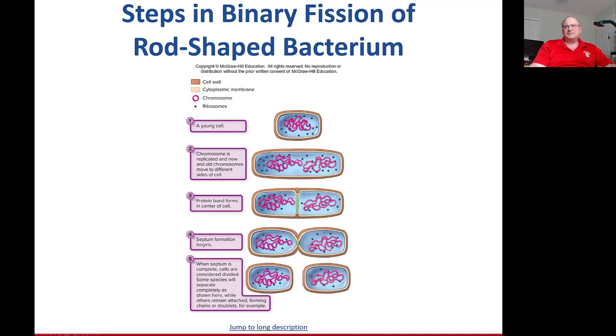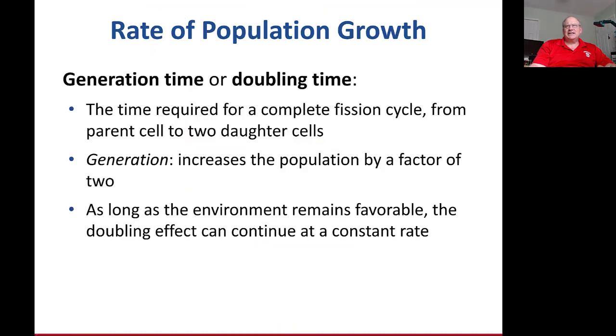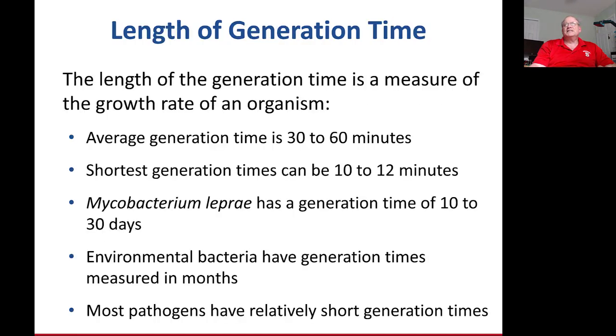You can see one cell starting to replicate its chromosome, equally distributing it, and then you've now got two cells. That's binary fission. The generation time or doubling time is the time required to complete the fission cycle. A generation increases the population by a factor of 2. We know that in our own families too, having a generation. As long as the environment remains favorable, the doubling effect will continue at a constant rate. So if it doubles every 20 minutes and so forth, it will. The length of the generation time is a measure of the growth rate of the organism. The average generation time is 30 to 60 minutes.